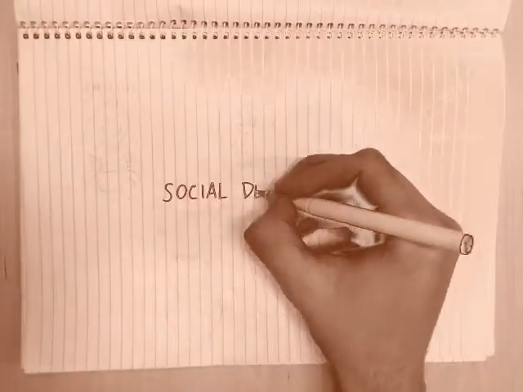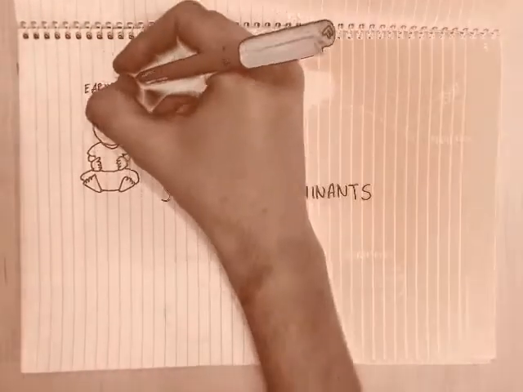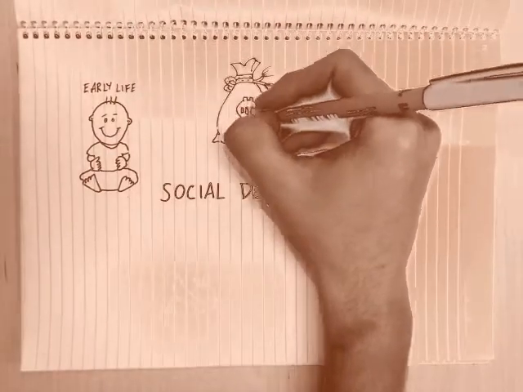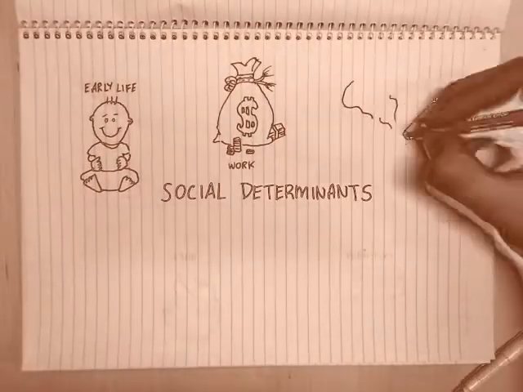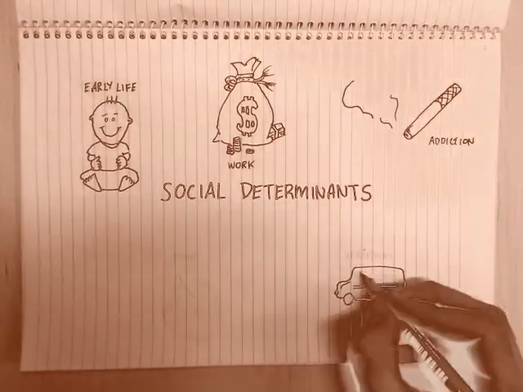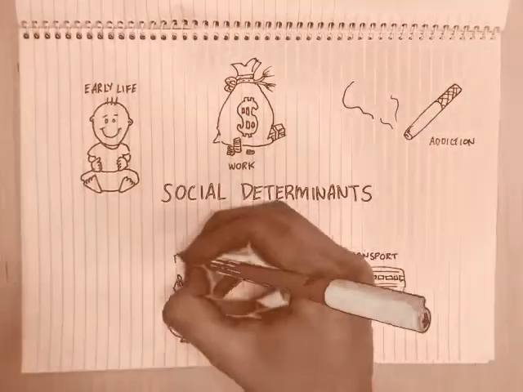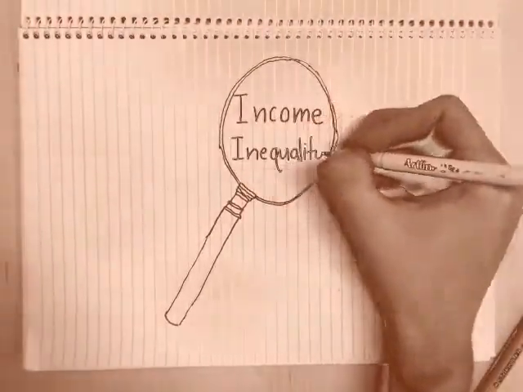There are several factors that determine health, and these are known as the social determinants of health. These are circumstances in which people are born, grow up, live, work, and age, as well as the systems that shape the conditions of daily life. These might include stress, early life, work, unemployment, social exclusion, addiction, food, transport, and health services. Today, we will be focusing on the influence that income inequality might have on people's health.